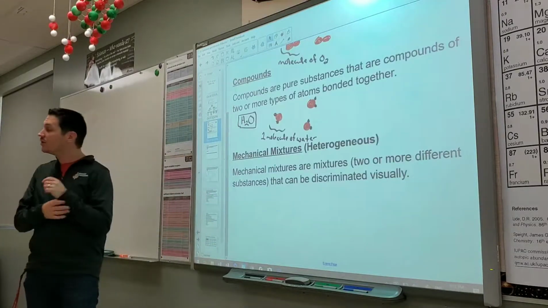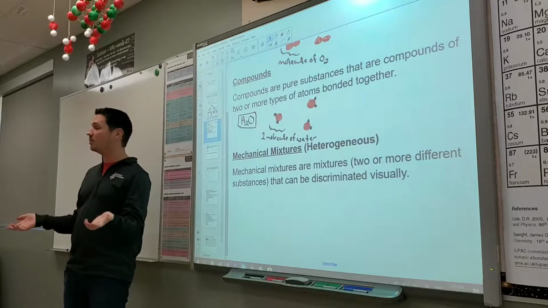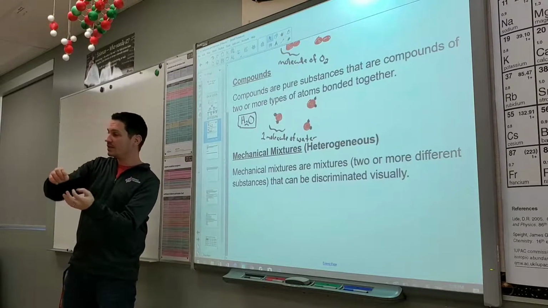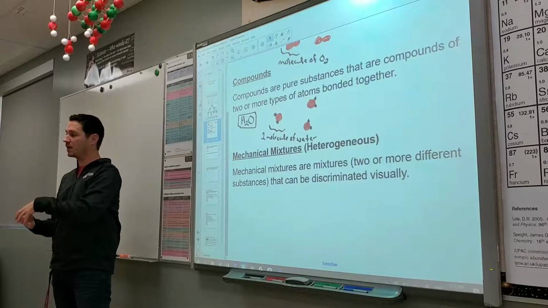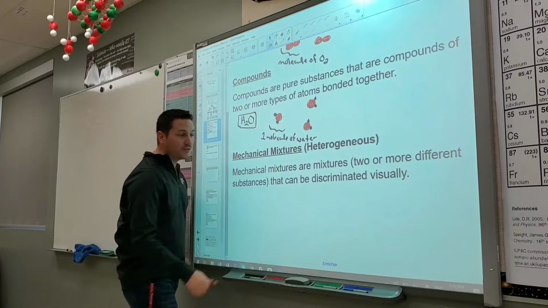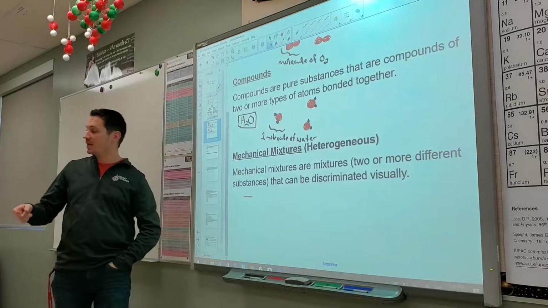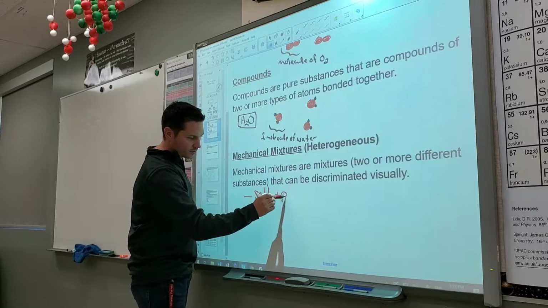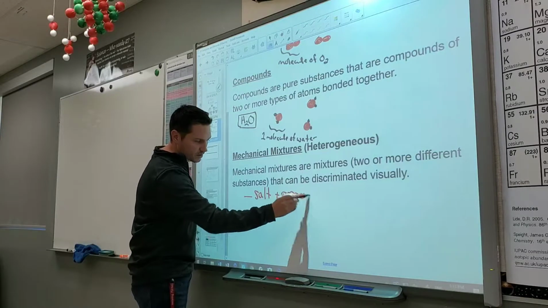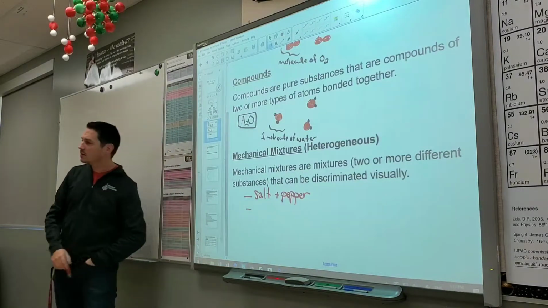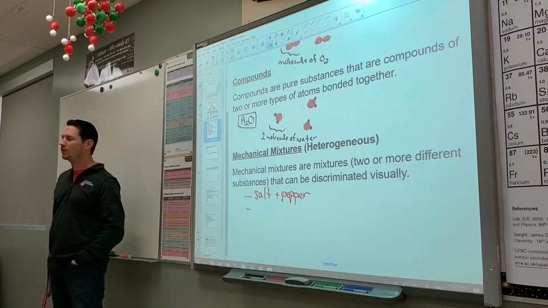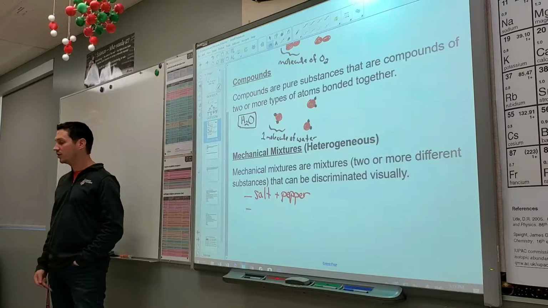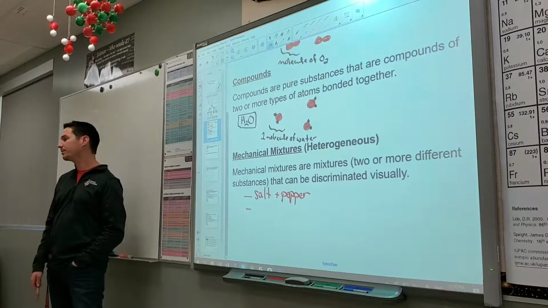And then when we look at mechanical mixtures or heterogeneous mixtures, that's like salt and pepper. It's like clumps of these and clumps of those, and you can very easily discriminate between the two things. Salt and pepper, chunky milk, gravel, granola, concrete, cookies. What about a chunk of wood?